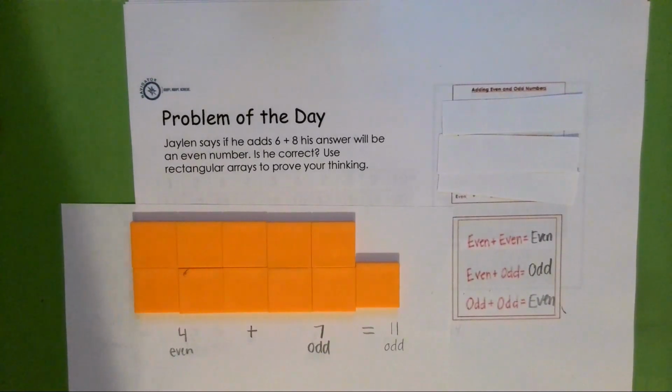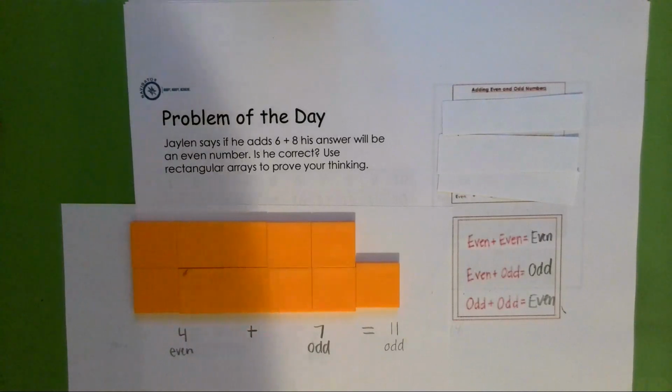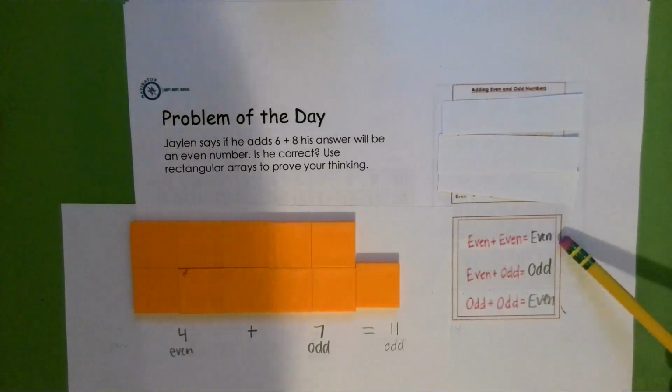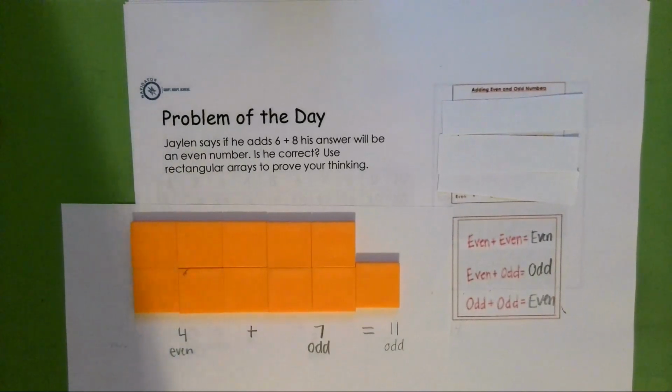When you're working today, I want you to pay attention to see if this is always true, like it was when we added 2 even numbers. Think about the work that we did together today. How do rectangular arrays help us add odd and even numbers? When you're ready to respond, click the arrow to move to the next slide to type or record your answer.